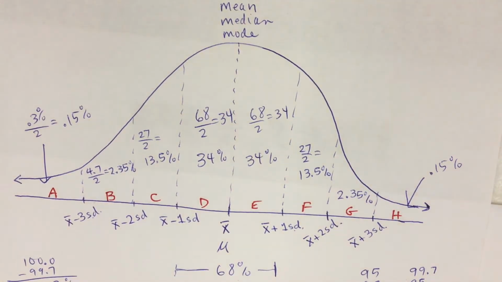Regions A and H, across the board, A through H is 100% of the data. And I would call A and H the fringe. That's what students typically forget. The reason they forget it, if you look at the pictures, if drawn correctly, are just about touching the horizontal line. So it looks like you're done, but you are not done. The fringe on each side is 0.15% of the data.